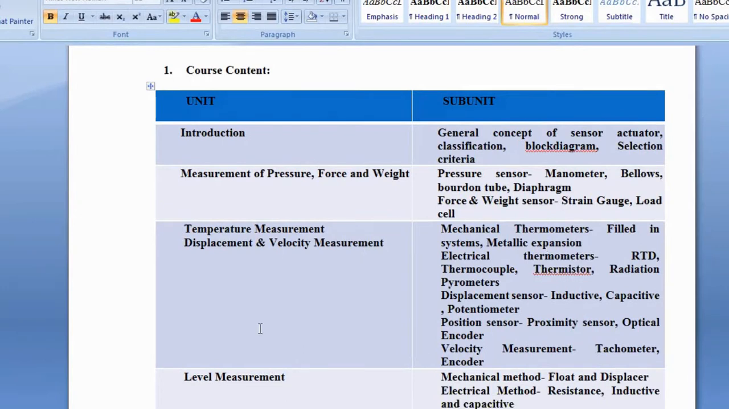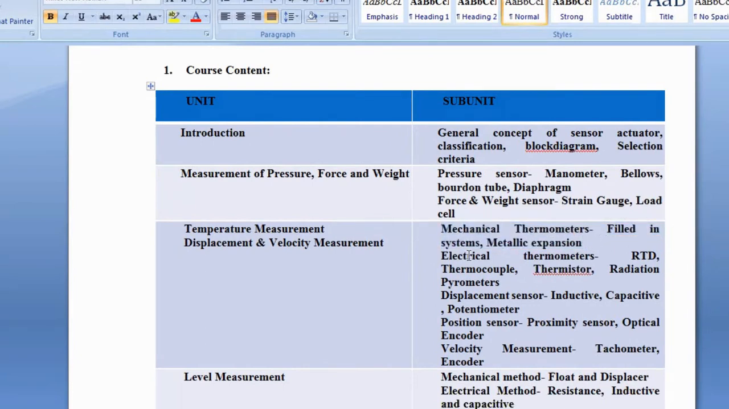Next is temperature measurements. Under temperature measurements, the first thing is mechanical thermometers, which are very common. I have not discussed them, and they are not much important. It is the normal thermometer, the filled-in-system thermometer, and the metallic expansion type. I have not discussed that, so it is not required.